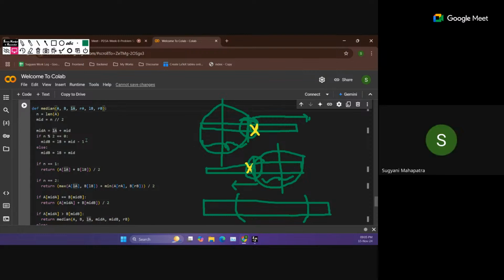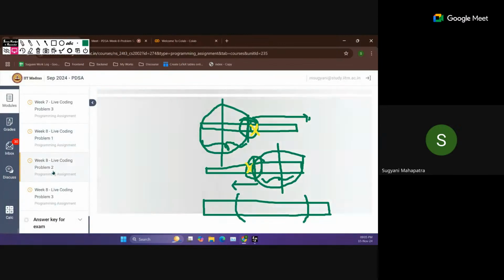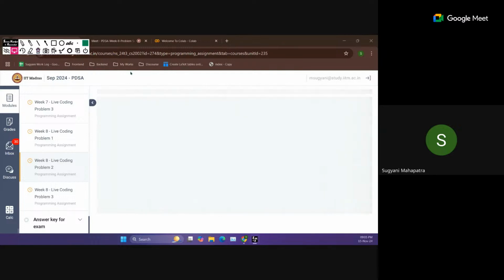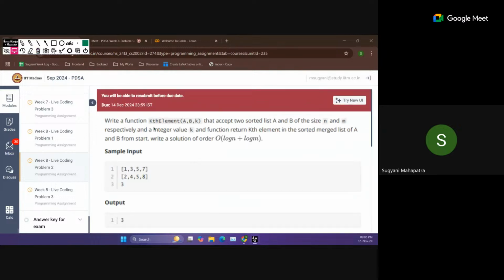Okay. So now, because we have already found the middle element, we know how to compute the n by 2th element, right? So median is basically the n by 2th element. So we know how to compute the n by 2th element in the merged array. So what the next question asks is, we want to find the kth element. If we go to the second question, in the merged array, we want to find the kth element from the left. So you start from the left and you go to the kth element.